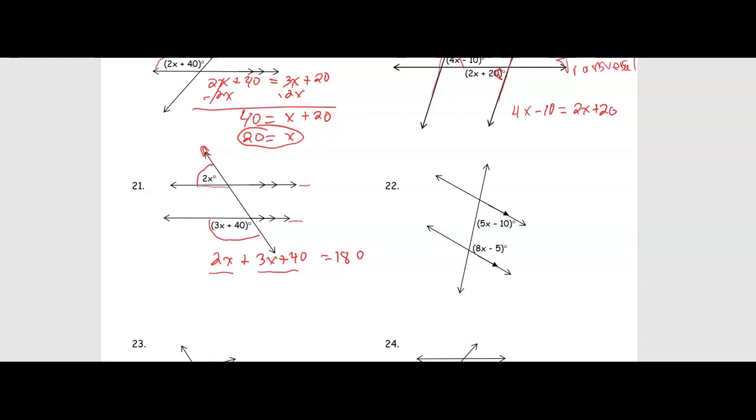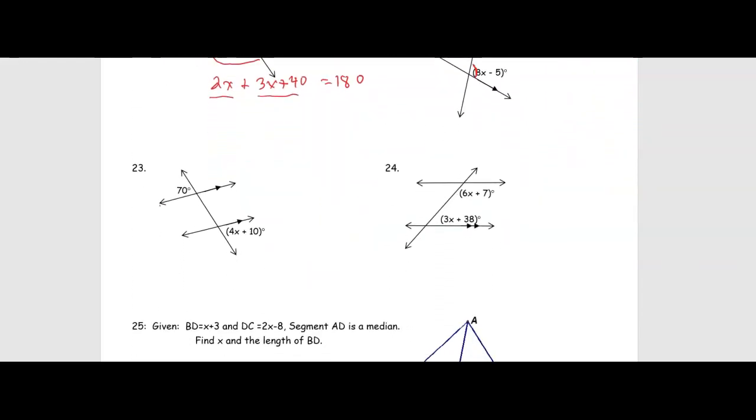That's how we can solve for x in this problem. Same with 22. Not only are same side exterior supplementary, they are also supplementary if we have same side interior. So these two angles you are given are same side interior. These guys are also supplementary. So that means we want to add these. So we take the 5x minus 10, add it to the 8x minus 5. That's got to equal 180 degrees. From there, we can solve for x, and you're set.